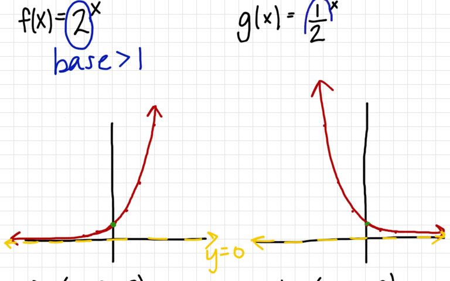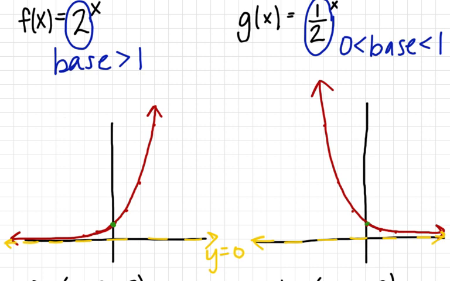Whereas for g of x, the base value is a fraction. Specifically, not just any fraction, but this base is a fraction that is greater than 0 and smaller than 1. It's a fraction in between 0 and 1. And that's how you can tell by looking at the function that this is going to be an exponential decay function.